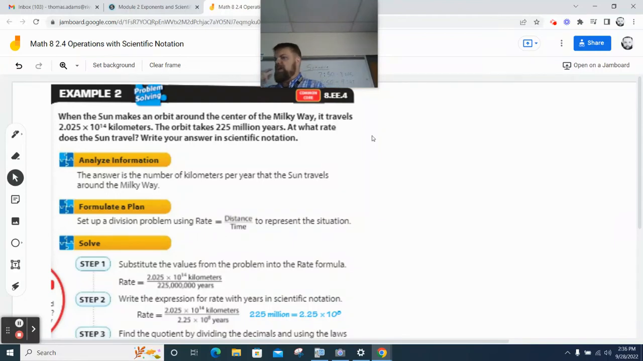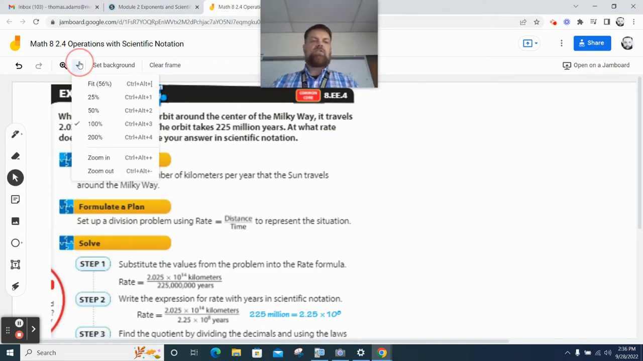Also, make sure you're following along in your book. There's not a lot of writing on your end, but I do want to explain this. Okay, so I'm going to zoom in a little bit.